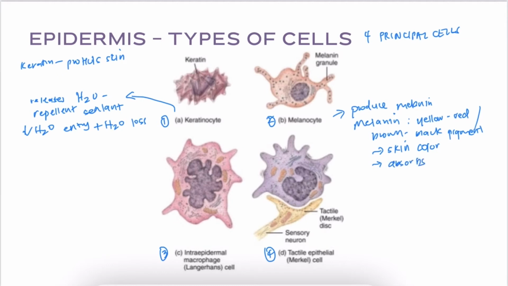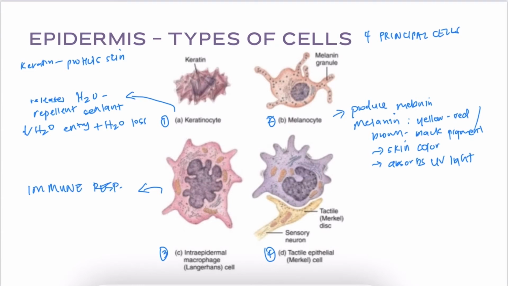And then we have our intraepidermal macrophage, or our Langerhans cells. They participate in immune responses mounted against microbes that invade the skin. Intraepidermal macrophage cells and other cells of the immune system recognize a foreign microbe or substance so that it can be destroyed. Intraepidermal macrophage cells are also easily damaged by UV light.